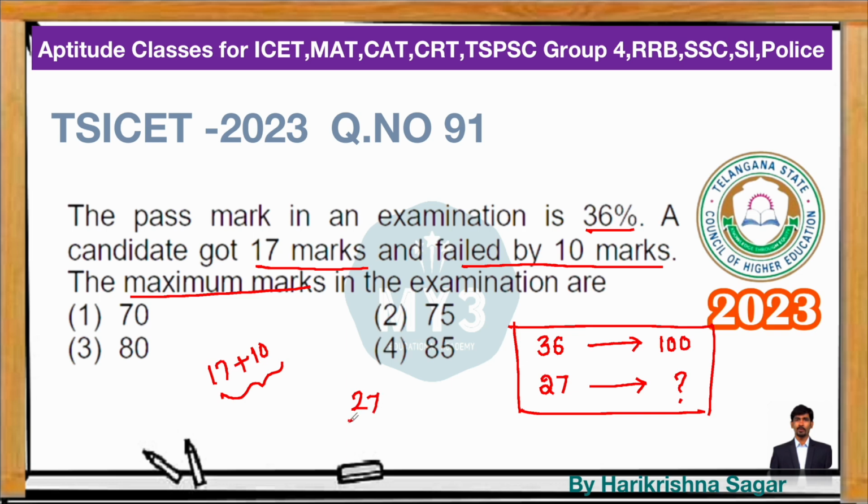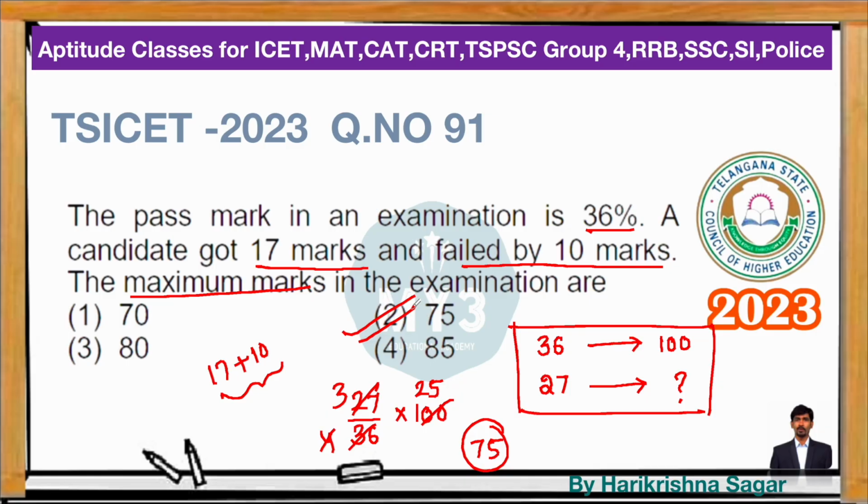So 27 divided by 36 into 100. So 9 threes are 27 and 9 fours are 36, 4 ones are 4, 4 twenty-fives are 100. 25 into 3 gives a result of 75. Mark your answer choice as option 2. Hope you understand how to tackle this type of model question.